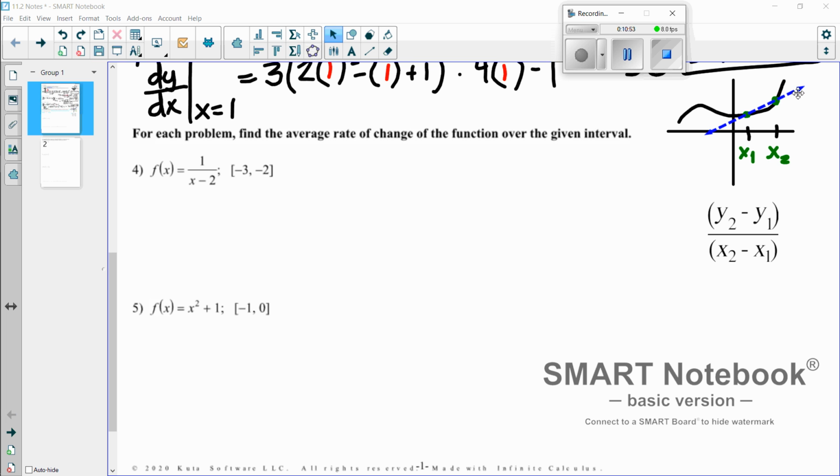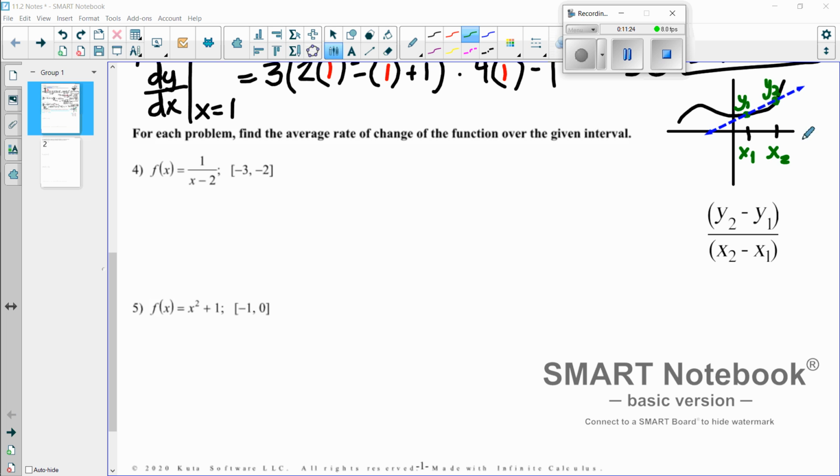Now, the difference here is the instantaneous rate of change was the tangent line at one point on the function, or at one certain time on the function, right? But now we're talking about an interval. So the average rate of change between 2 points on the function, okay? And clearly the y values of these points are going to be y2 and y1.